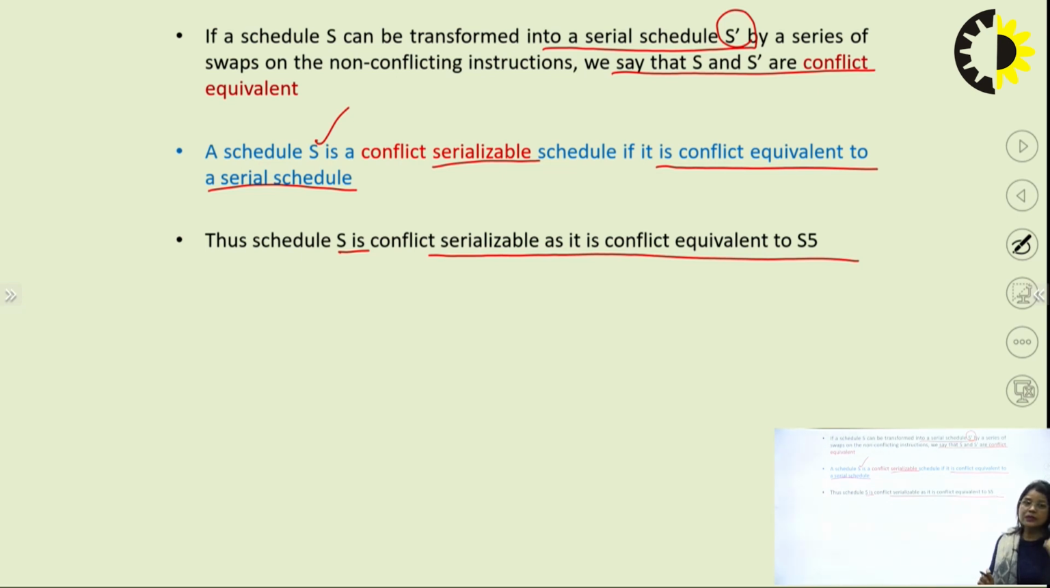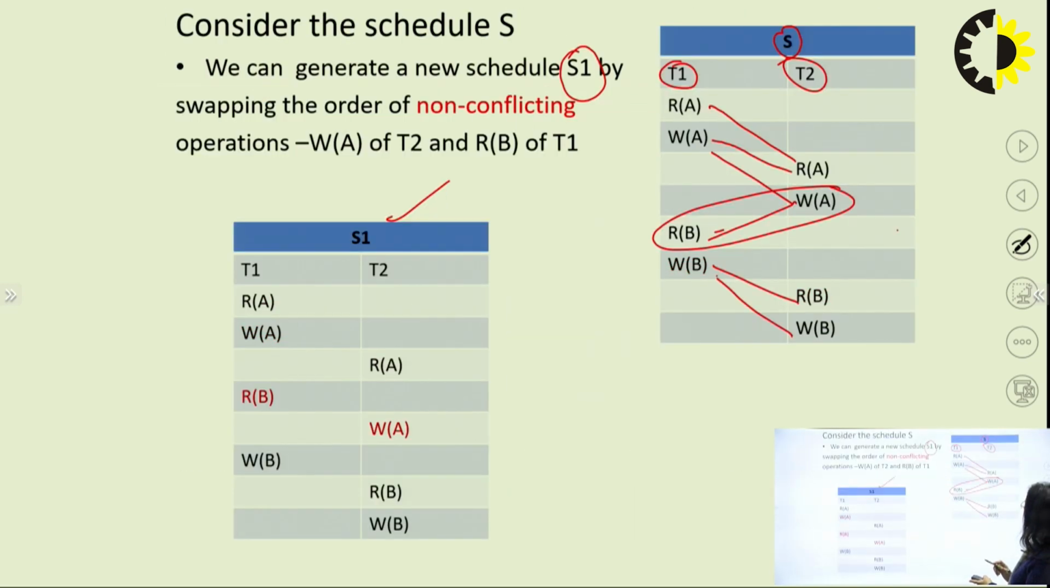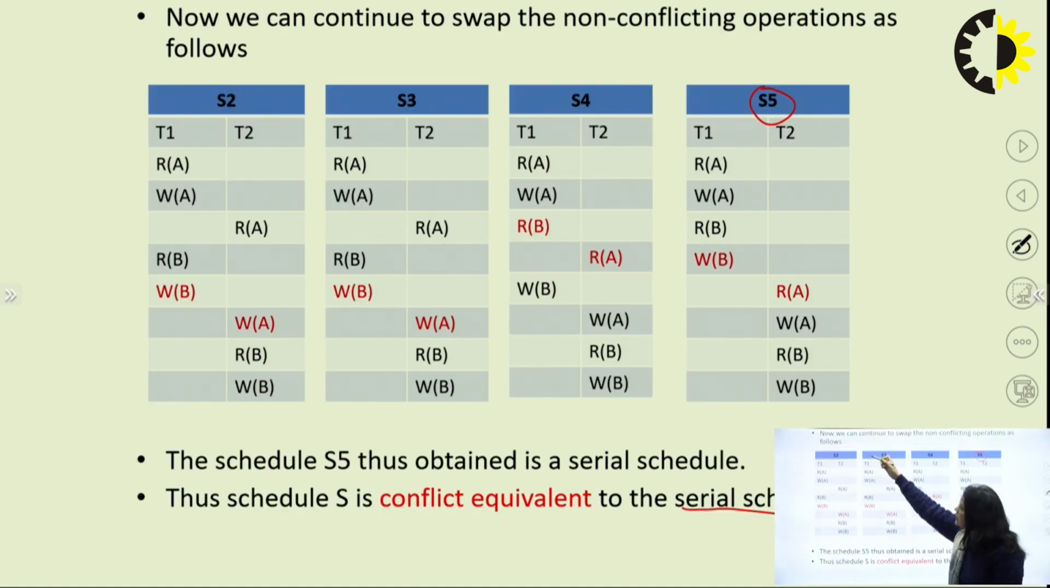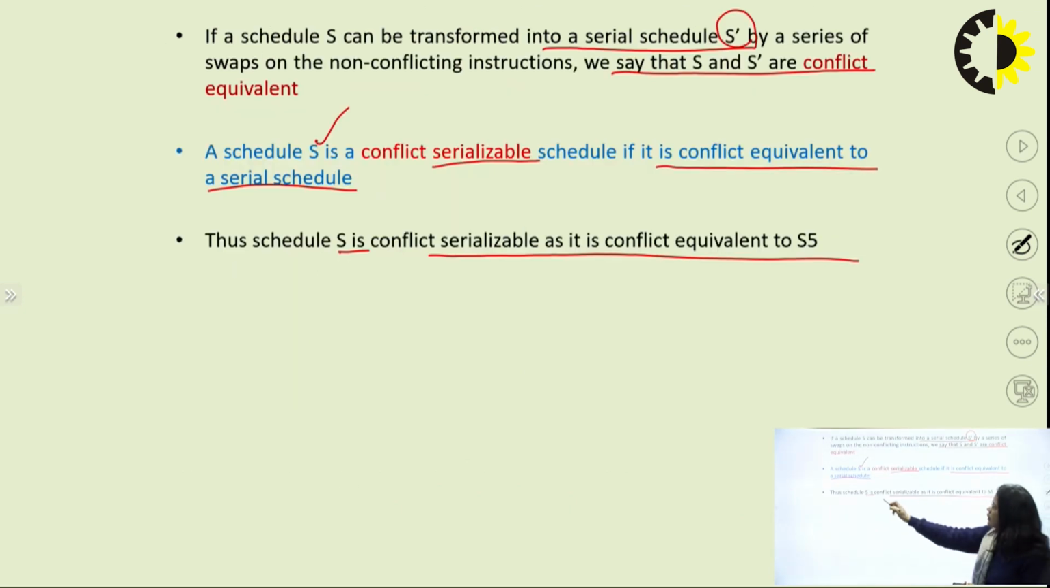So we have started with the S. In the previous slide we can see that we started with S, we created S1, after that we created S2, S3, S4, and at last we created this serial schedule S5. We started from S and we created this schedule S5. So now we are able to conclude that S is conflict serializable as it is conflict equivalent to S5, right? So these are the definitions we have established.